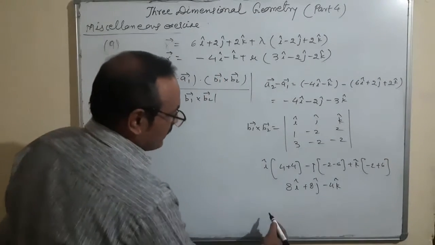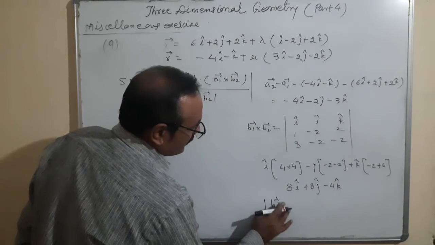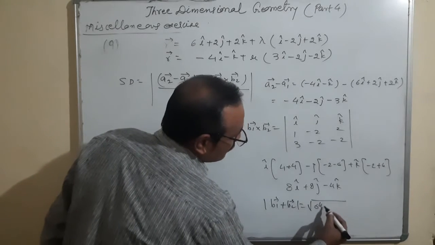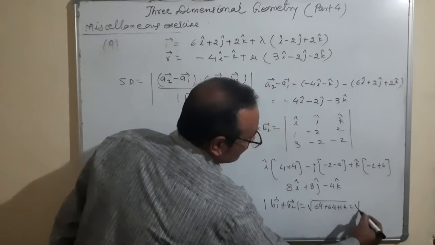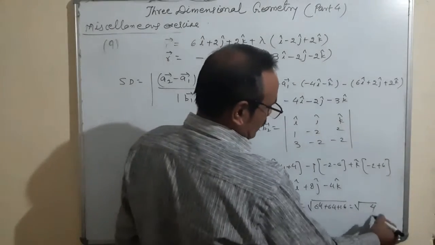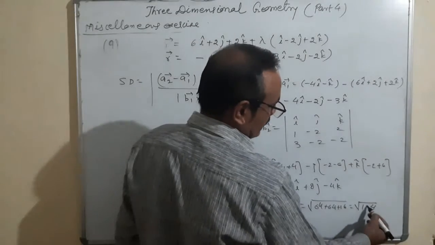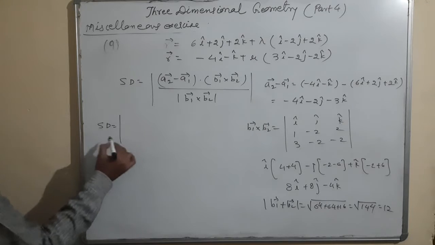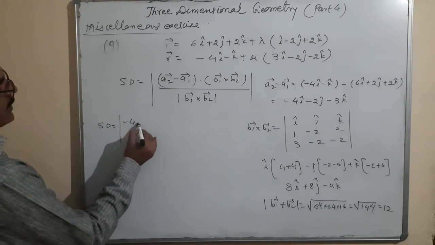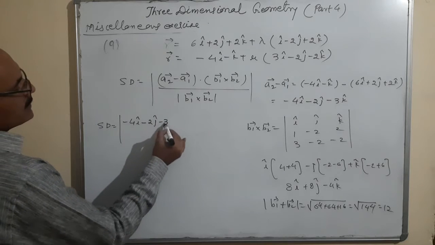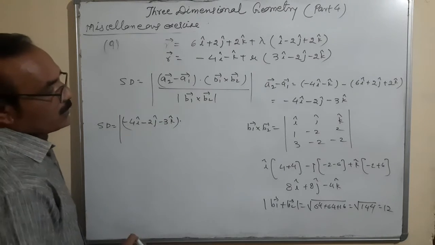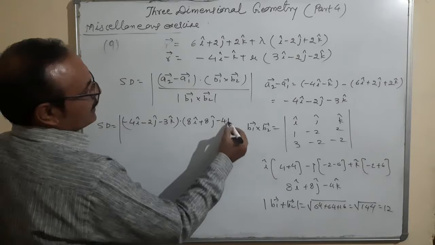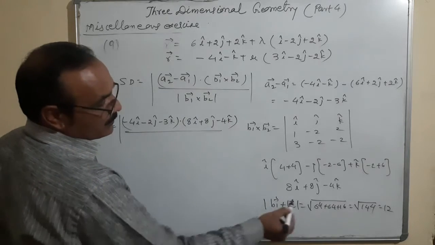I am going to find B1 cross B2 in magnitude also because it is required. So under root 64 plus 64 plus 16, that is 144, which means it is 12. So finding the shortest distance D is equal to A2 minus A1, that is minus 4i minus 2j minus 3k, dot B1 cross B2, which is 8i plus 8j minus 4k, upon magnitude of B1 cross B2, that is 12.